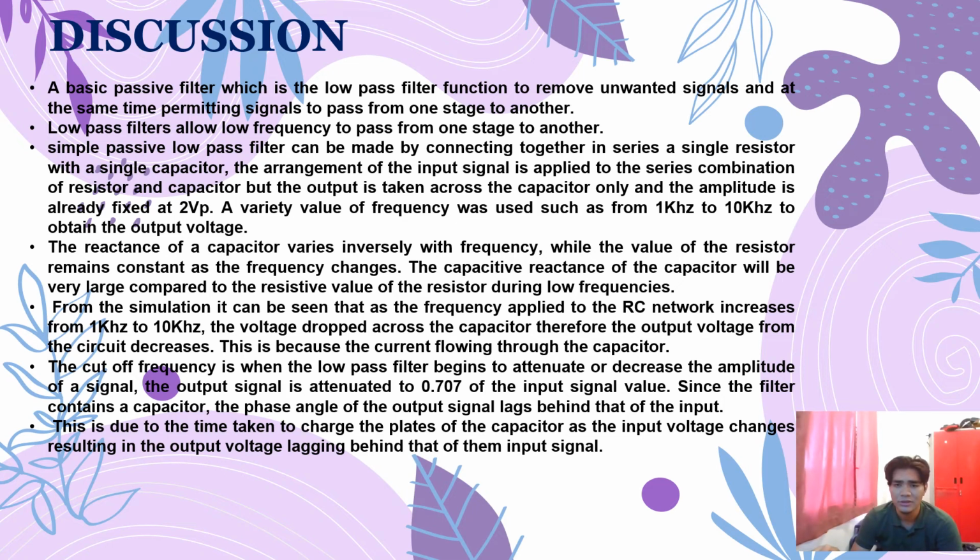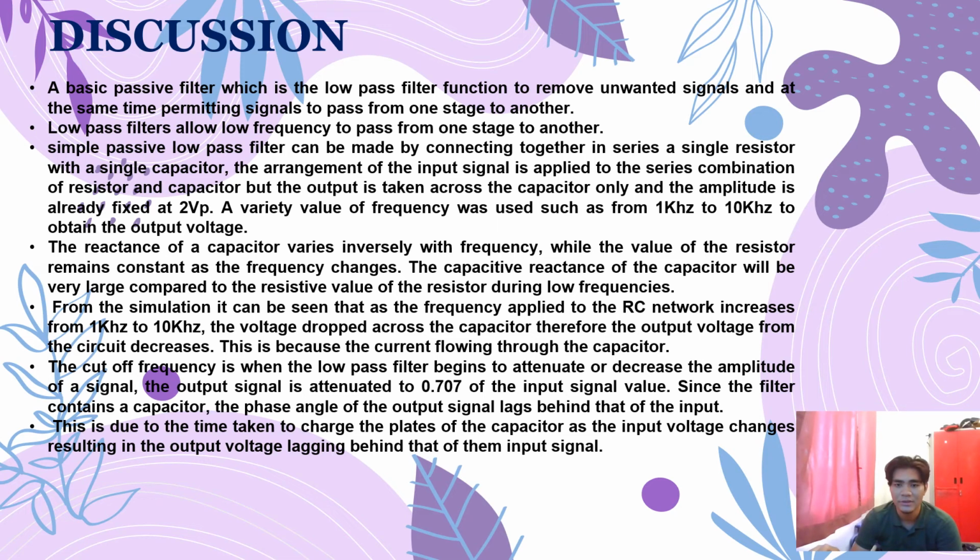The input signal is applied to the series combination of resistor and capacitor, but the output is taken across the capacitor. Only the amplitude is fixed at 2 V peak. A variety of frequency values were used, from 1 kHz until 10 kHz, to obtain the output voltage. The reactance of the capacitor varies inversely with frequency, while the value of the resistor remains constant as the frequency changes.